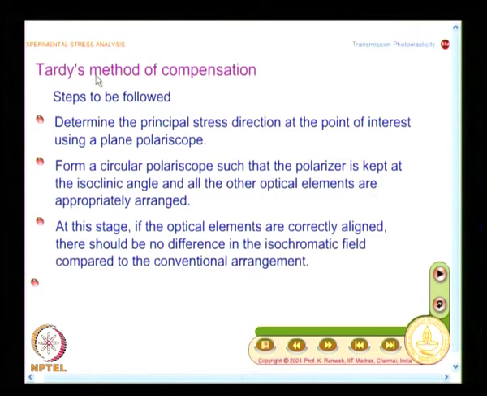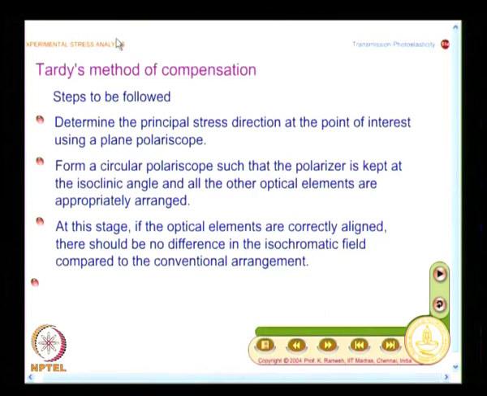The focus here is, instead of using an external compensator, can one of the elements in the polariscope itself be used as a compensator. In this case, it is the analyzer which is to be rotated to an appropriate angle to function as a compensator. And what we will do is see the procedure first, then develop the mathematical analysis and convince ourselves that the procedure indeed coincides with our analytical development. That is the way we will proceed.